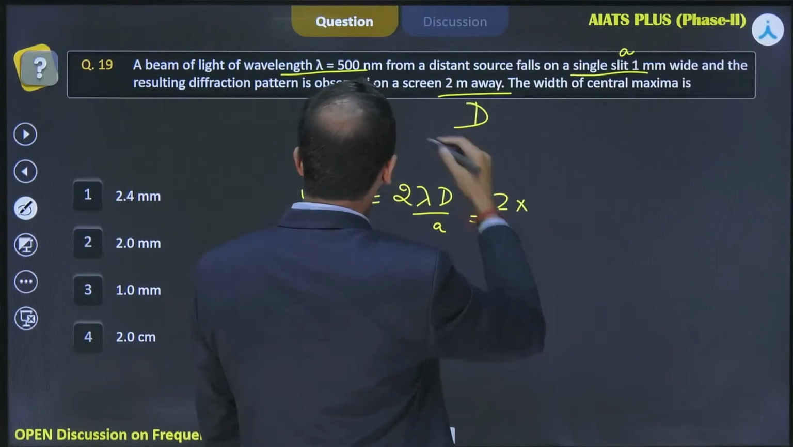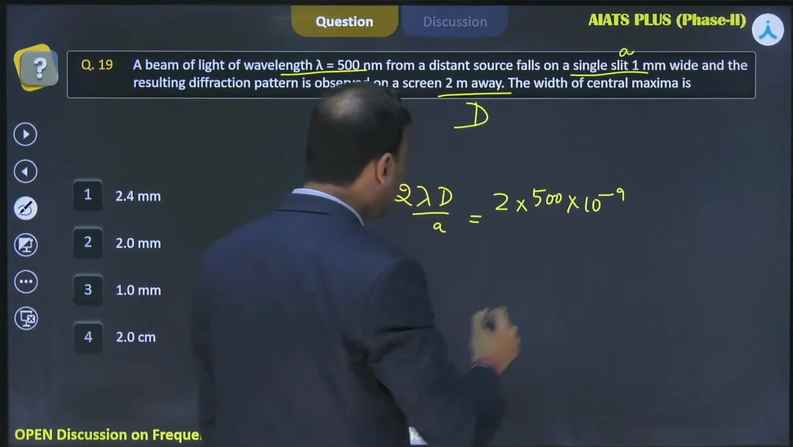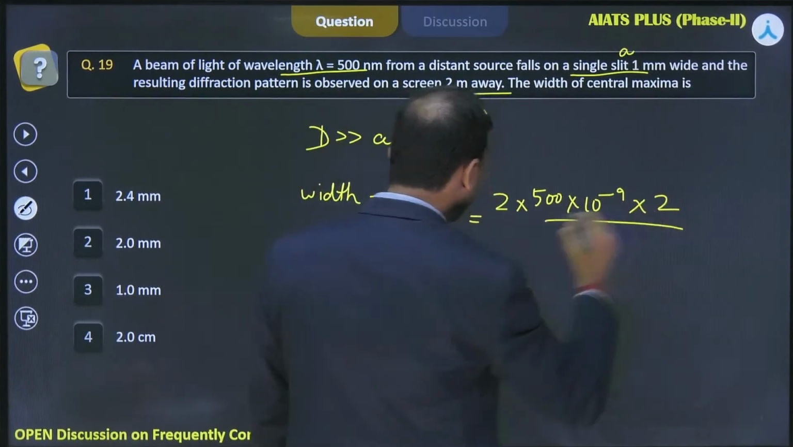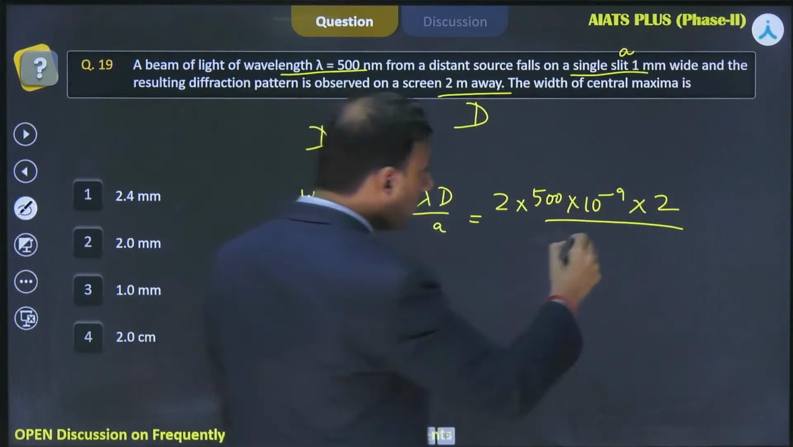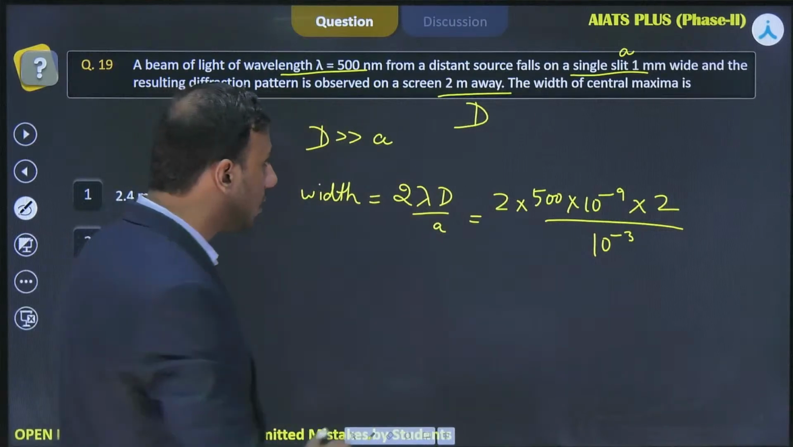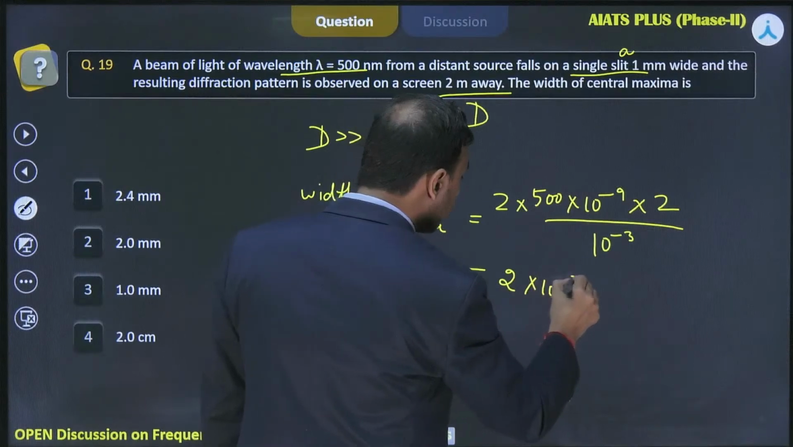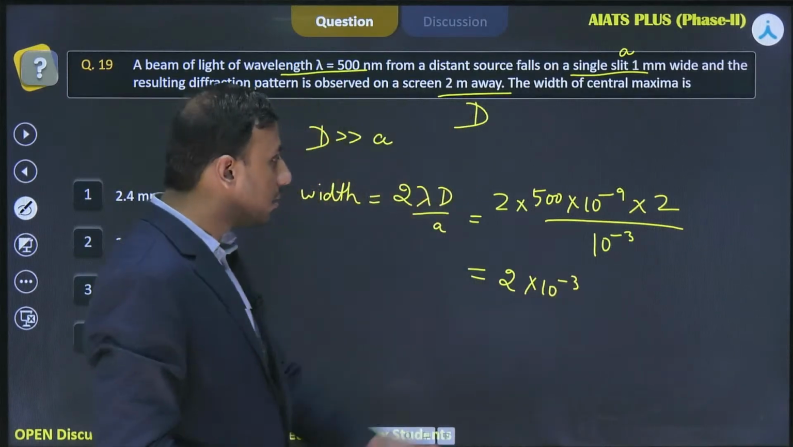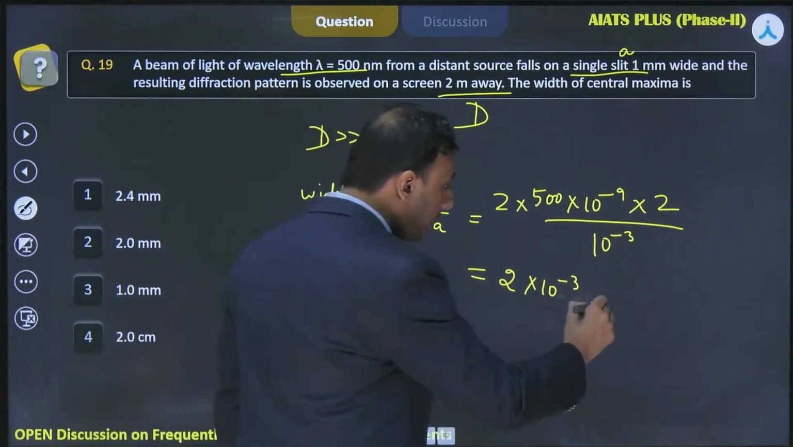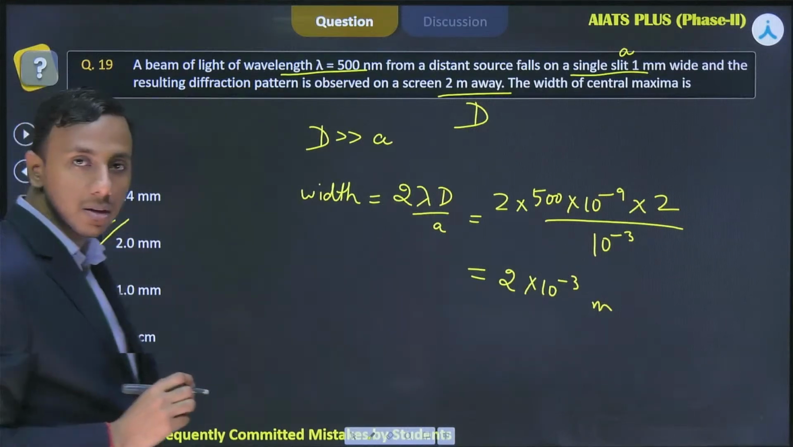So 2 into 500 nanometer, that means 10 power minus 9, into D. D is how much? 2 meter upon A. A is how much? 1 millimeter. Millimeter means 10 power minus 3 meter, right? So if you solve it, you will get the answer 2 into 10 power minus 3 meter, right? Because it becomes 2 into 10 power 6 into 10 power minus 9, so meter. So the answer should be 2 millimeter, right? 2 millimeter.